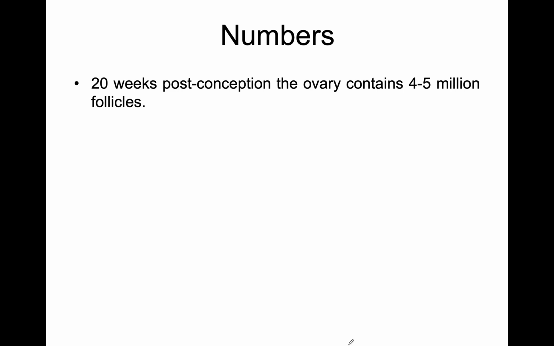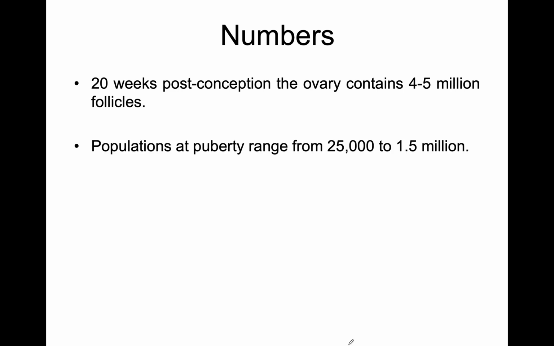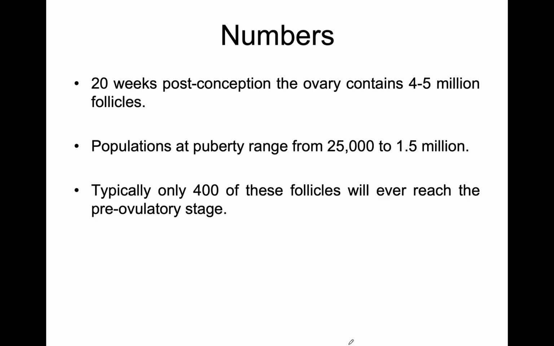So just have a look at the numbers here. After conception, the ovary will contain 4 to 5 million follicles. Sorry, this is the conception of the individual which will later undergo oogenesis, not the zygote that I've just mentioned previously. By the time a female reaches puberty, there will be between 25,000 and perhaps 1.5 million follicles. Typically, about 400 of those will reach the pre-ovulatory stage, with approximately 1 release per month after puberty.